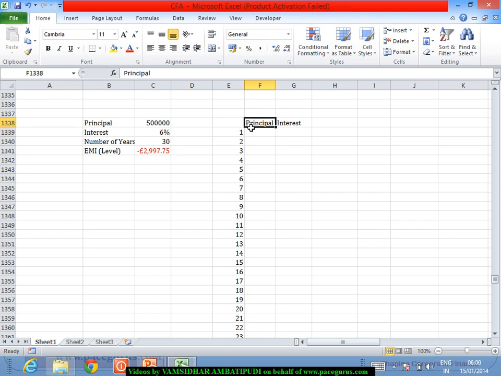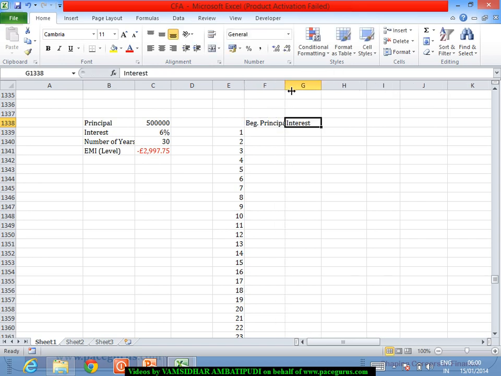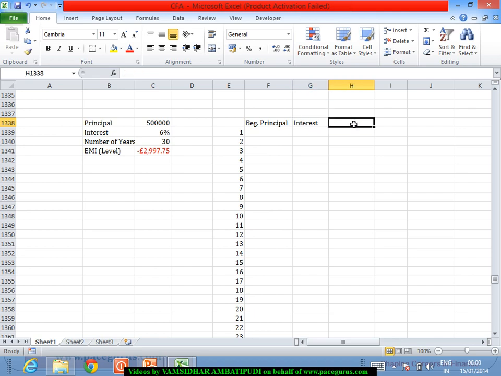let me call it the beginning principal, the principal at the beginning of the period. On that, some interest is being paid, and principal repayment, and ending principal. This is how I make a schedule.